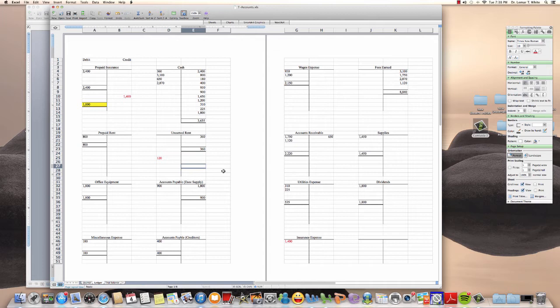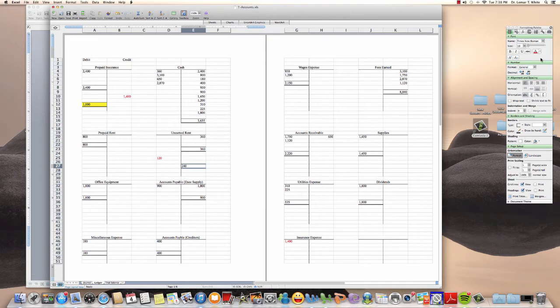So unearned rent is increased by credits. It has a normal credit balance. So I would expect this account to have a credit balance. So I'm going to go to my credit side, and I'm going to take my $360, which is the balance in this account, and I'm going to subtract the $120, and I'm going to be left with $240.